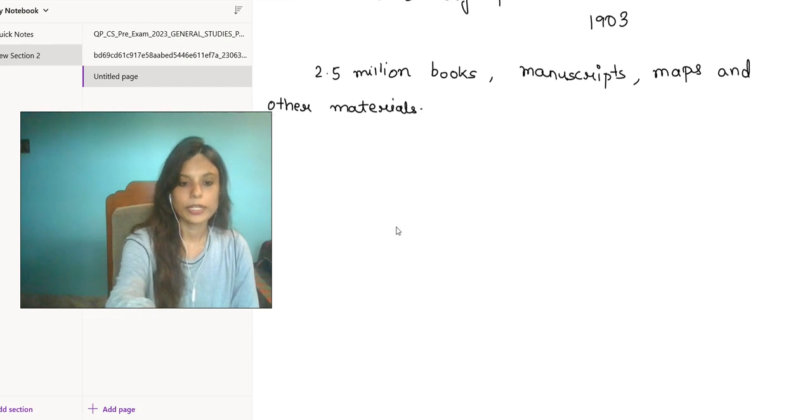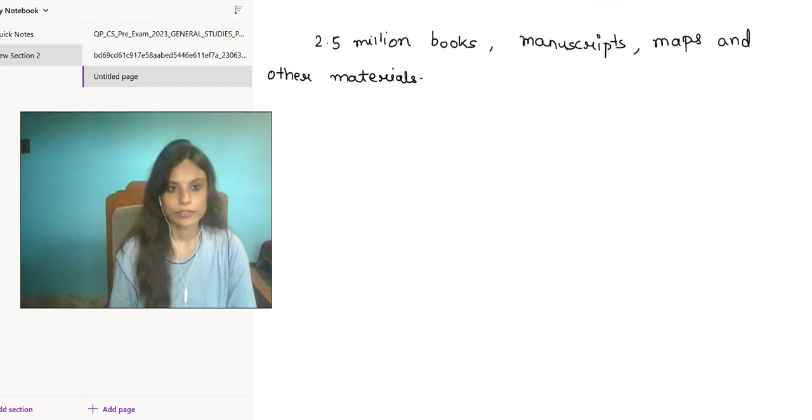Next, we are going to talk about the academic libraries. So first we saw national libraries. Now academic libraries means only the academic books would be available. From the word itself you can understand academic libraries.